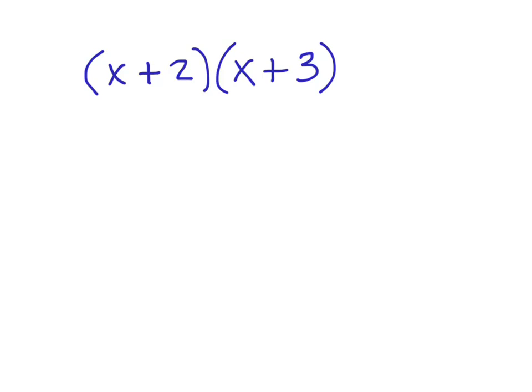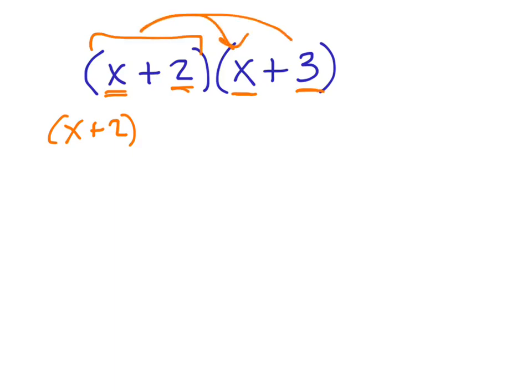Here's another example. This is a binomial, two terms, times another binomial, and we can still use the distributive property here, except in this case we have two terms, the x and the 2, that are being distributed to the x plus 3. So I need to go through and use the distributive property twice. I'm going to be doing x plus 2, all of this, distributed to the x, and then also distributed to the 3.